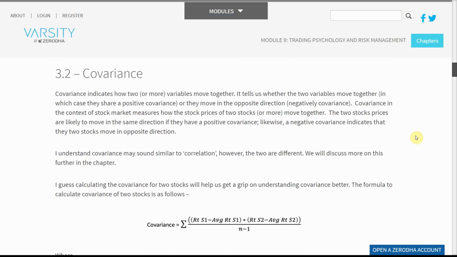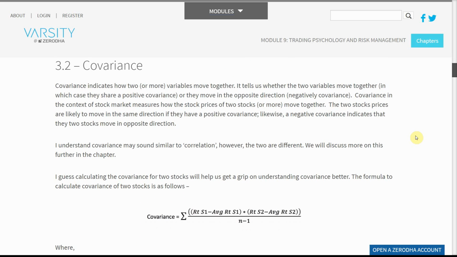3.2 Covariance. Covariance indicates how two or more variables move together. It tells us whether the two variables move together, in which case they share a positive covariance, or they move in the opposite direction, negative covariance. Covariance in the context of the stock market measures how the stock prices of two stocks or more move together. The two stocks' prices are likely to move in the same direction if they have a positive covariance. Likewise, a negative covariance indicates that the two stocks move in opposite directions.